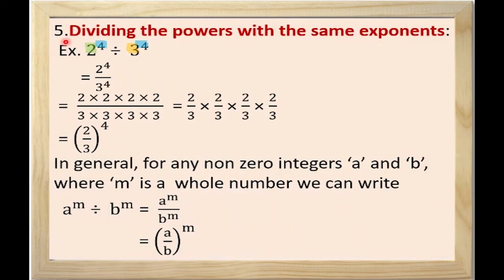Children, the fifth law of exponents is dividing the powers with the same exponents. Let us understand by taking an example. That is 2 raised to the power of 4 divided by 3 raised to the power of 4. Here, in both these powers, the bases are different, but the exponents are the same. Let us see.